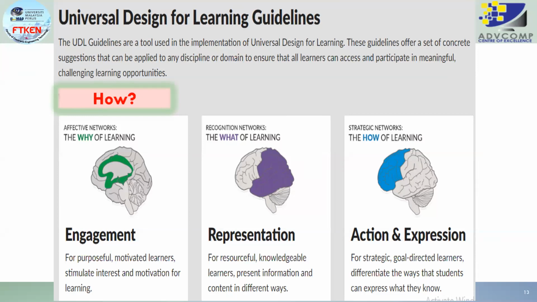The following elements should be integrated during the implementation of UDL in teaching and learning so that it can give equal access to all of the students. The elements are engagement, which is to keep students motivated in learning, representation, to keep students knowledgeable, and action and expression, to keep students responding to the learning.